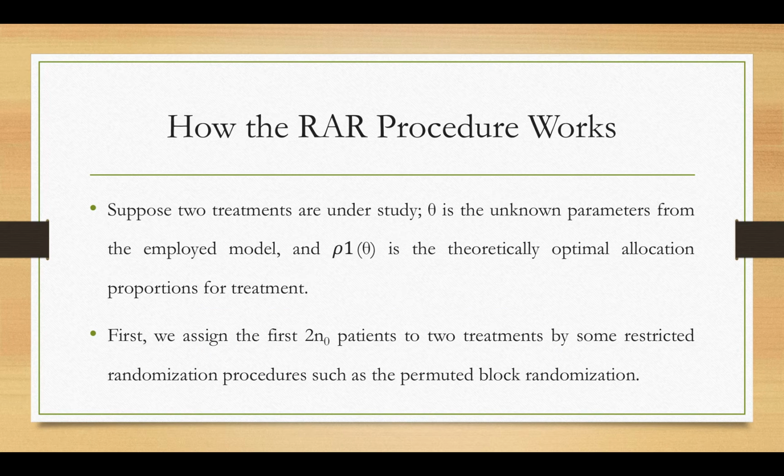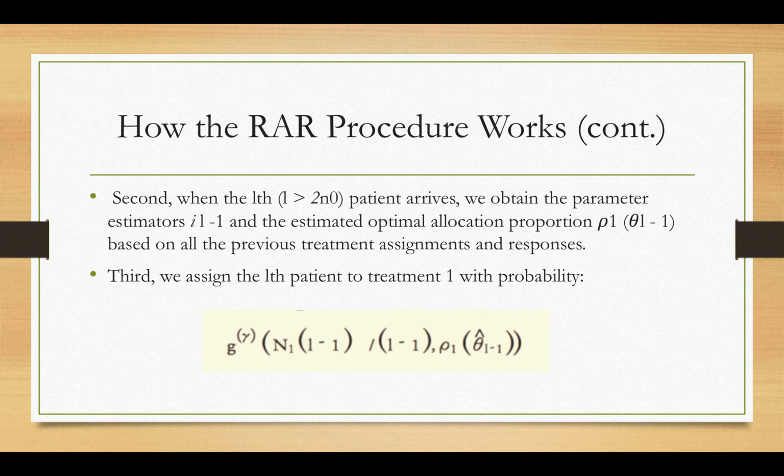and then you subtract the 1 from this 2. I just wanted to go back and show you guys that rho 1 of theta is the theoretically optimal allocation proportion for the treatment, based on all the previous treatment assignments and responses.